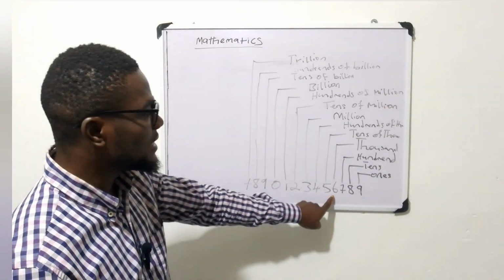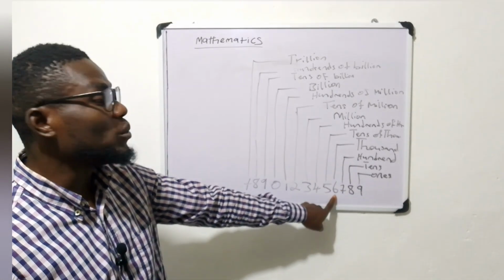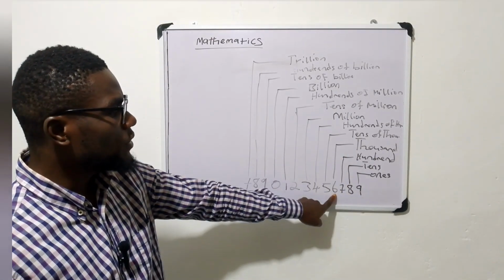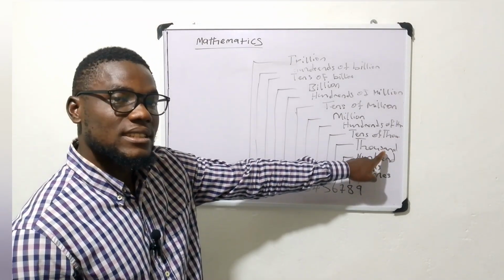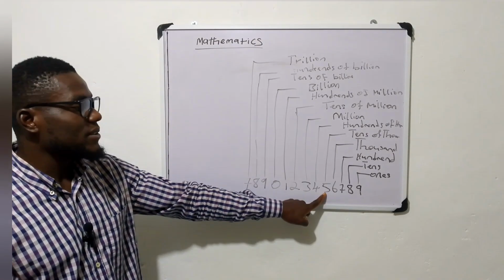We have 6 here. What is the value of the position of this 6? The value of the position of the 6 is 1000. Okay, now look at 5 here.